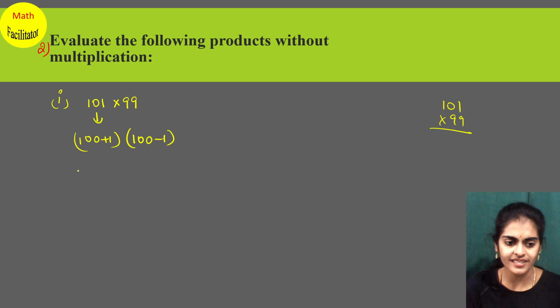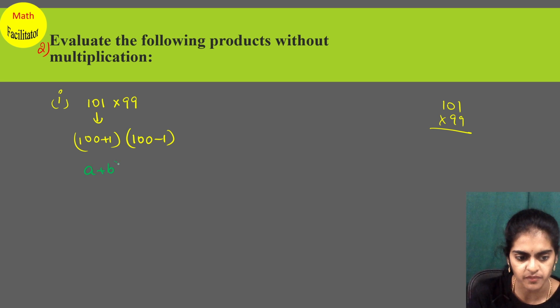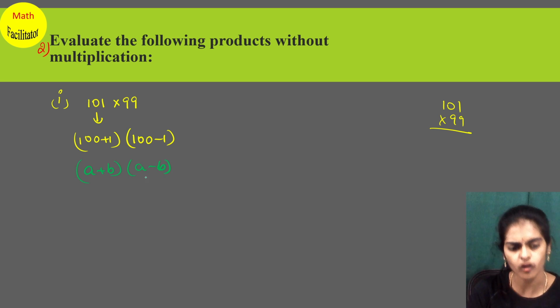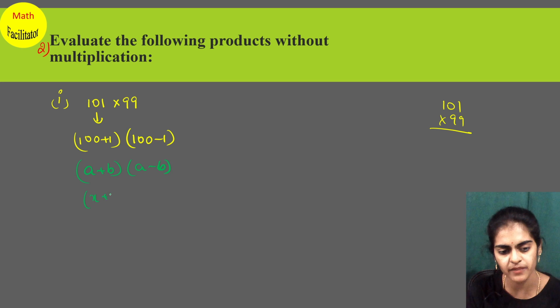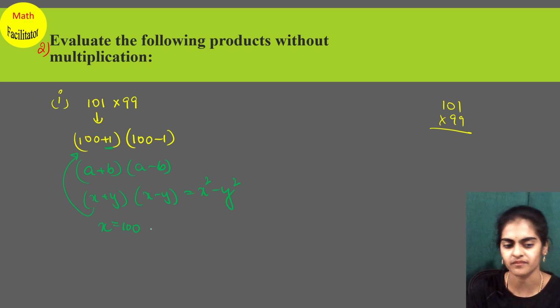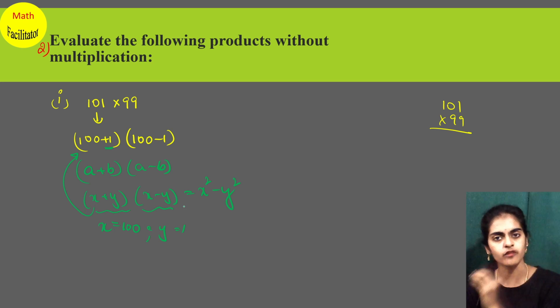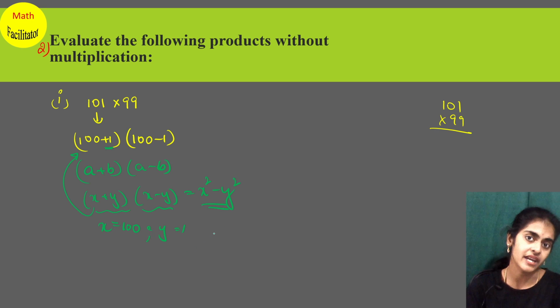Now if you just see, this is of the form (a plus b) into (a minus b), or you can also say it is like (x plus y) into (x minus y). So you can write it as x square minus y square. Here, in the place of x you have 100, in the place of y you have 1. You have the LHS, and you need to write it in the form of the RHS, which is x square minus y square.